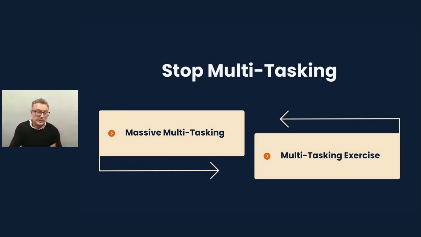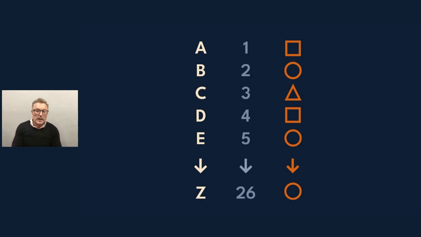Now, here's a little exercise you can do with your team. It really demonstrates what happens when you multitask. Sit your team down and ask them to get a pen and a bit of paper, and we're going to have 3 columns on the pad. First of all, you're going to ask them to work horizontally: A1 square, B2 circle, C3 triangle. You're going to ask them to work across the way.